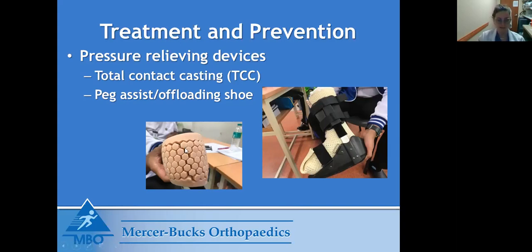There's also a specialized insert that goes into shoes called a peg assist, or an offloading insert. This is being folded in half, just so you can see these little pegs here. You basically remove the pegs at the site of where the wound is, and it creates a pressure offloading area. And you can put that in specialized shoes, and that also is a good tool to offload.